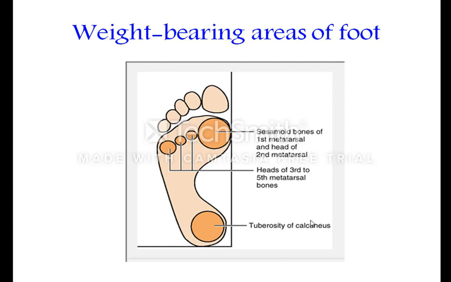The weight-bearing area of the foot, as shown here: this is for the calcaneal tuberosity, and here this is for the sesamoid bones of the first and the head of the second metatarsal. So this big area here is for weight bearing of the second metatarsal head and the sesamoid bones of the first metatarsal, and then the remaining area here is for the third, fourth, and fifth metatarsal heads.